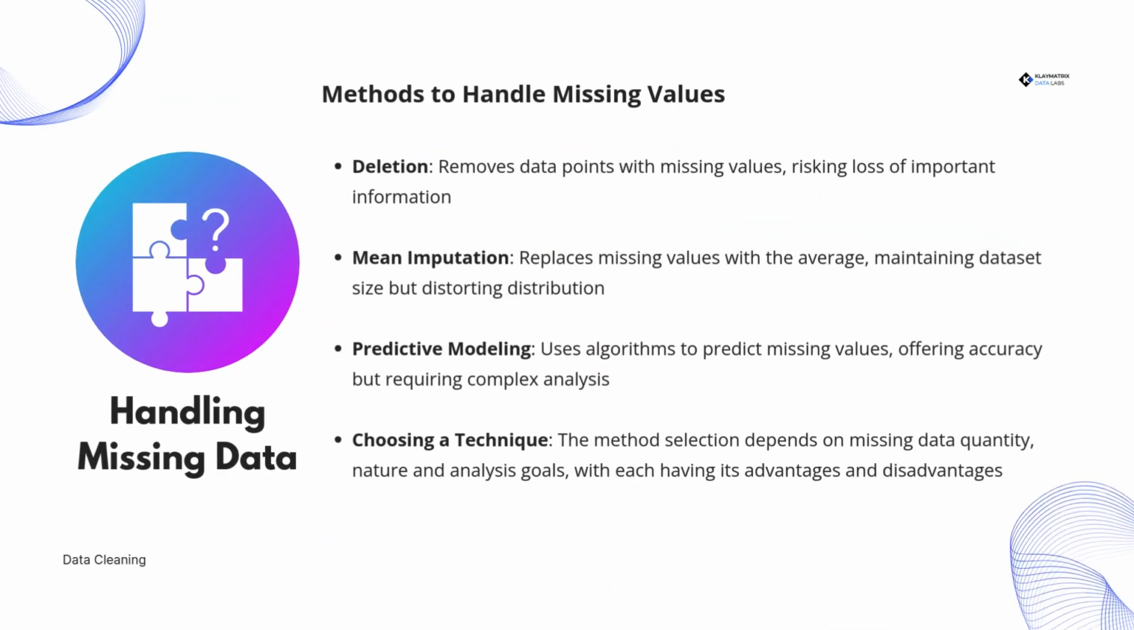Handling missing data. When dealing with missing data, the first step is to assess how much is missing and whether it affects the overall analysis. In some cases, removing incomplete records is the best option. Alternatively, we can fill in missing values using the mean, median, or mode, a technique called imputation. For more complex datasets, machine learning models can predict and fill in missing values while preserving data integrity. The goal is to find a balance, retaining as much information as possible without introducing bias.